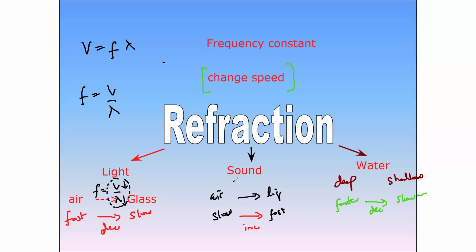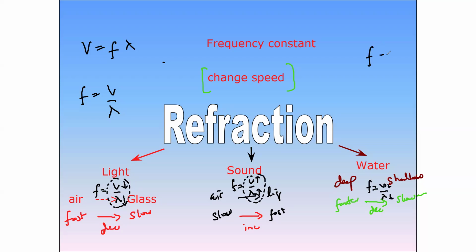Same thing when sound is traveling from air to liquid, it gets faster. Frequency is speed divided by wavelength. So as the speed of the wave increases, the wavelength should also increase, but the ratio of the two should remain unchanged. And moving from deep to shallow, as the speed is decreasing, the wavelength should also decrease so that the frequency remains unchanged.